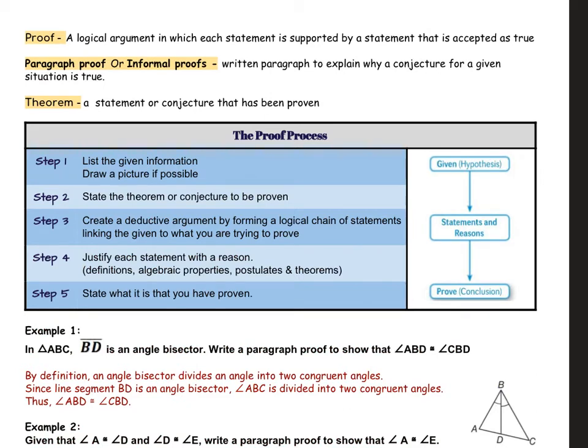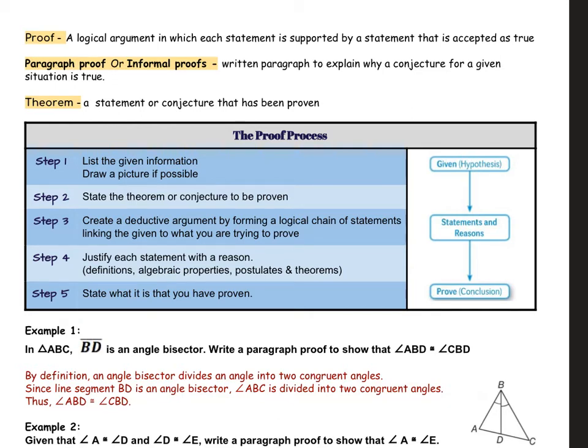On the second page of notes, we'll be looking at proofs. So a proof is a logical argument in which each statement is supported by a statement that is accepted as true. A paragraph proof, or an informal proof, is written in paragraph form to explain why a conjecture for a given situation is true. So although we may call it an informal proof, it doesn't mean that it's not true. It just means that it's not in regular proof form. It's written in paragraph form. And so a theorem is then a statement, a conjecture, that has been proven. So we know that it's true.